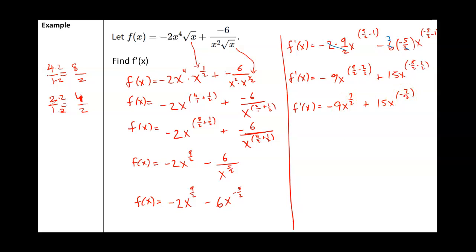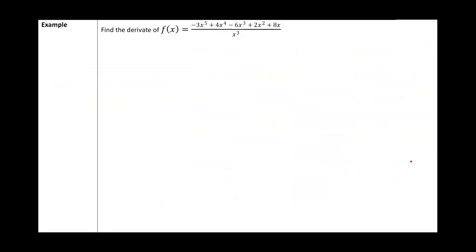Now we're not quite done, because we need to write these in radical form and with no negative exponents. So the denominator is the root, so we have a square root of x to the 7th. Here, we move the x to the negative 7/2 to the denominator, becomes x to the positive 7/2. But once again, we need to write that as a radical form, so that'll be the square root of x to the 7th power. That was a long example, so think of any questions you may have, look over this again, and come to class prepared with some questions.